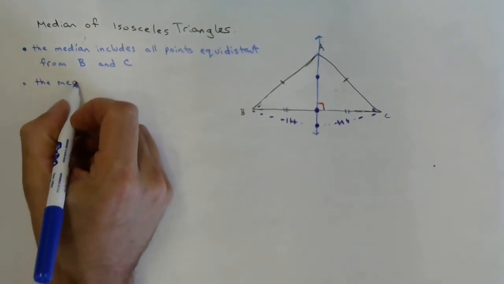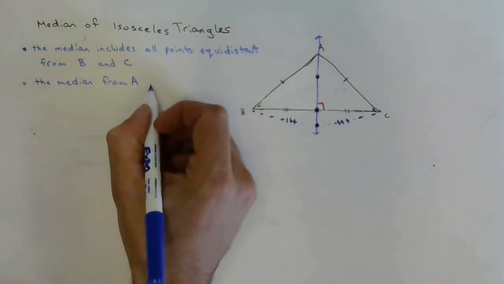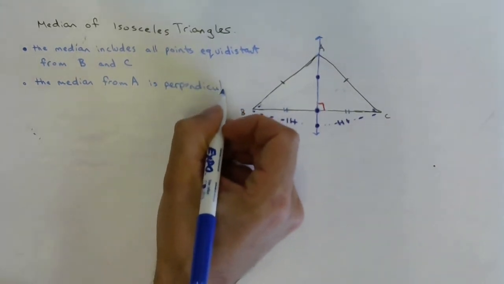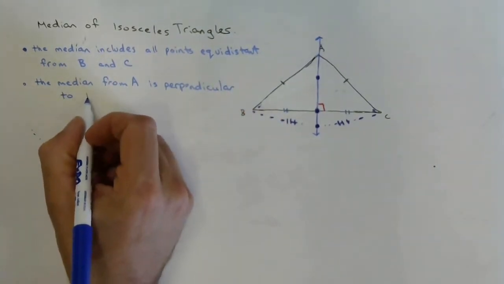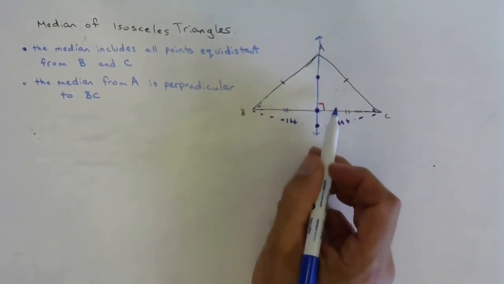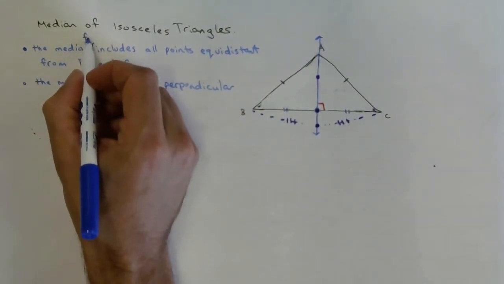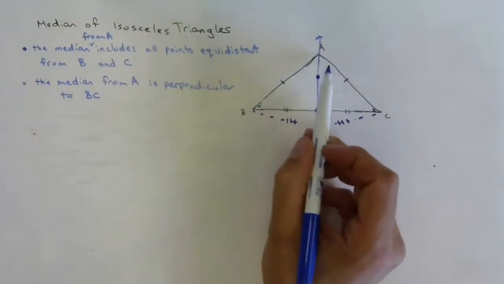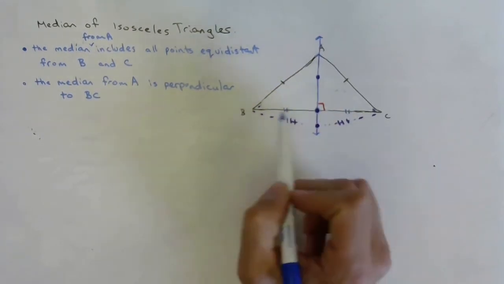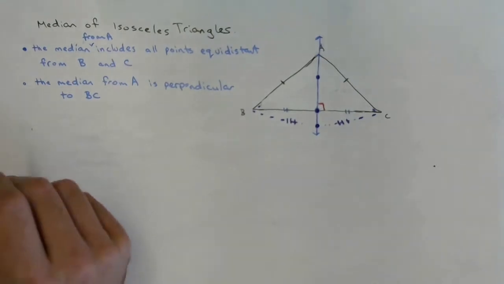The median from A is perpendicular to BC. We drew that one with a little right angle symbol here. By the way, this top one, the median, this has to say also from A. It's only true of the one coming from the vertex that is not an equal angle. It's coming from the other side, I guess you can call it.